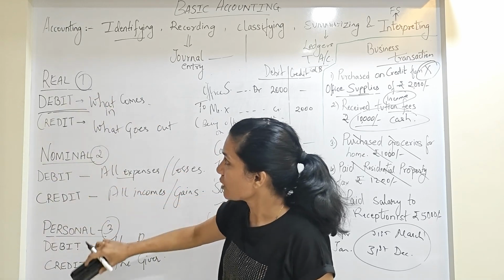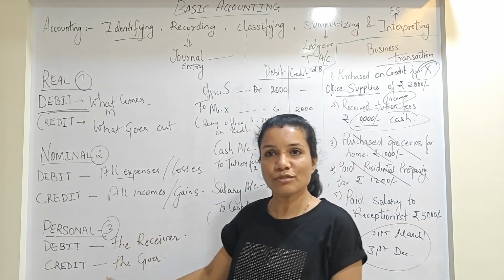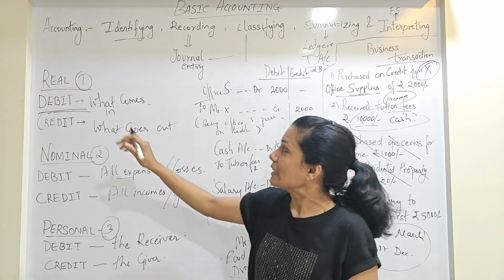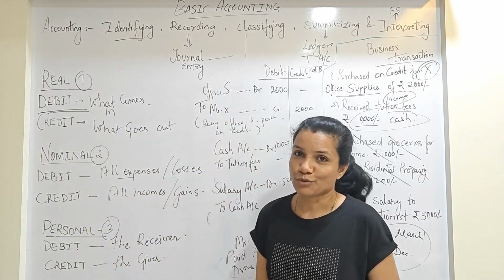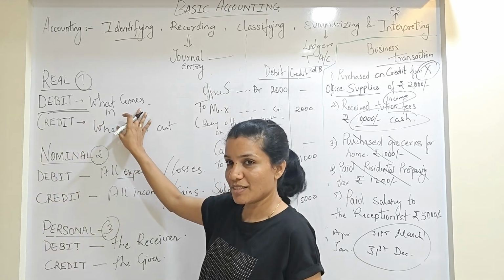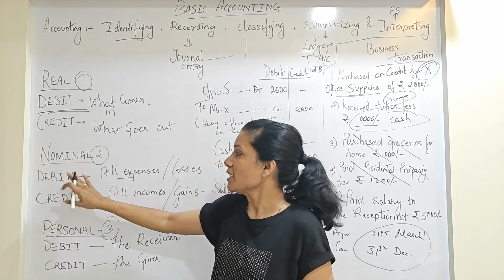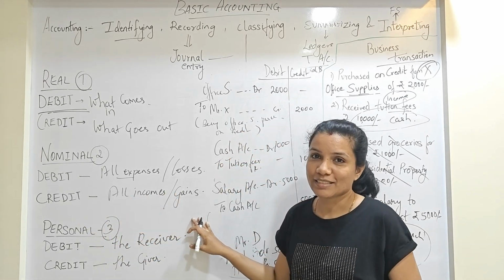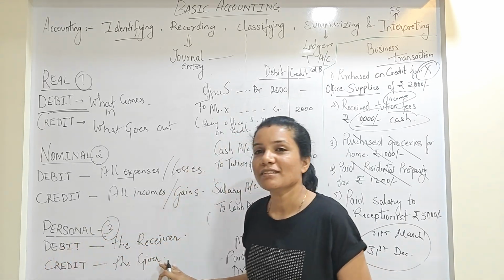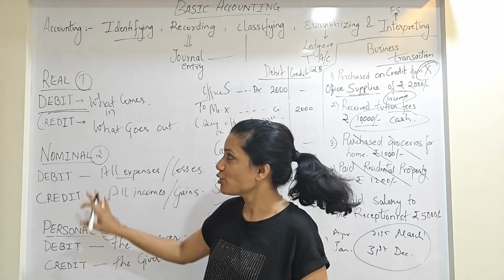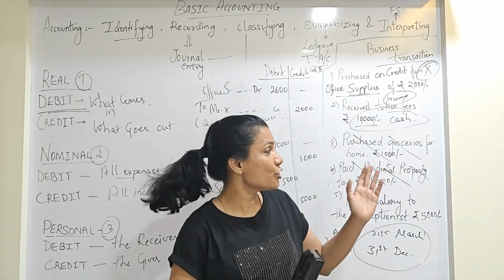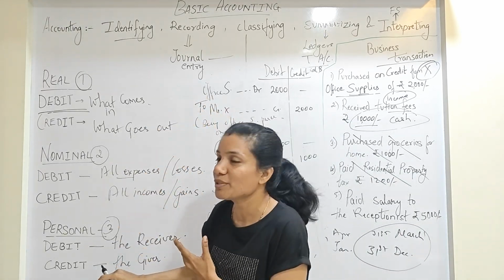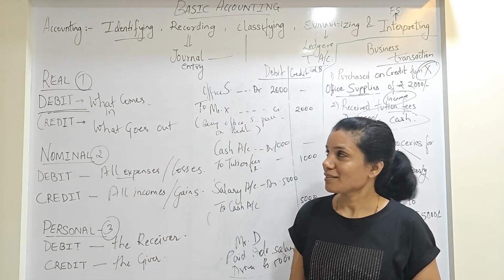So the video covers the 3 types of accounts, classification of accounts, and we learned the most important 3 golden principles of accounts. Real account says debit what comes in, credit what goes out. Nominal account says debit all expenses and losses, credit all incomes and gains. Personal account says debit the receiver, credit the giver. Once you know how to classify the accounts, which account goes under what category, real, personal or nominal, and you know the 3 golden principles, you're ready to pass the journal entries.